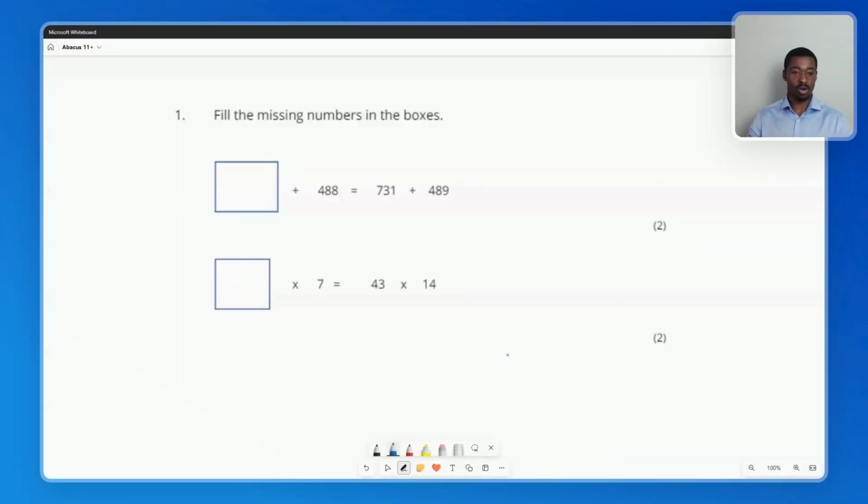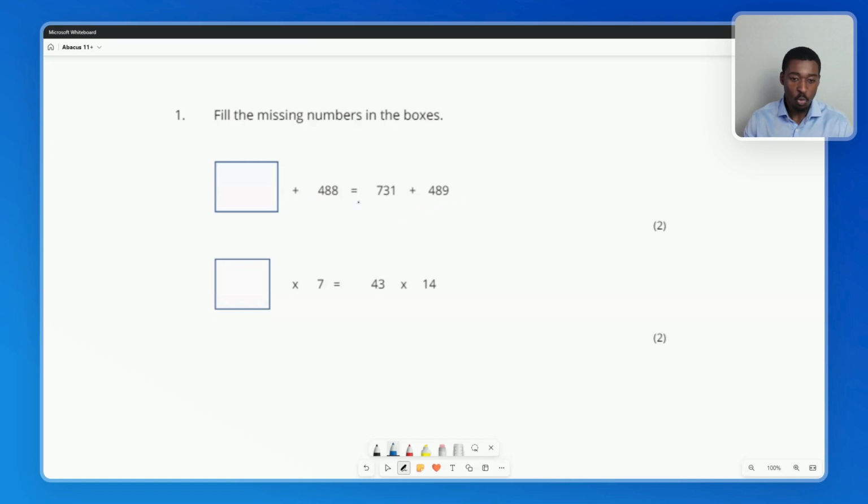Okay, so here for our first question, we've got, as usual, quite an easy opener. So the main thing here is no silly mistakes. Make sure you take your time and you focus, because these questions we should be able to get correct. So we're filling in the missing numbers in the boxes. Something plus 488 equals 731 plus 489.